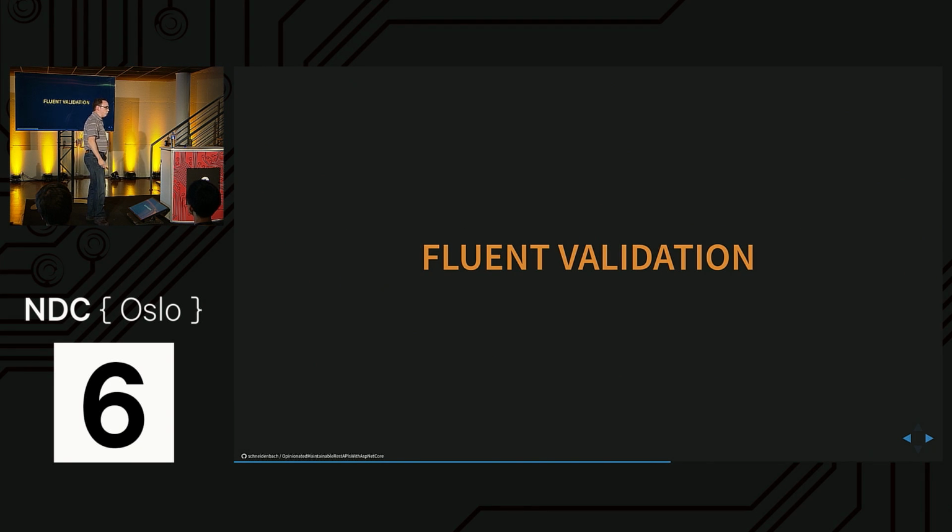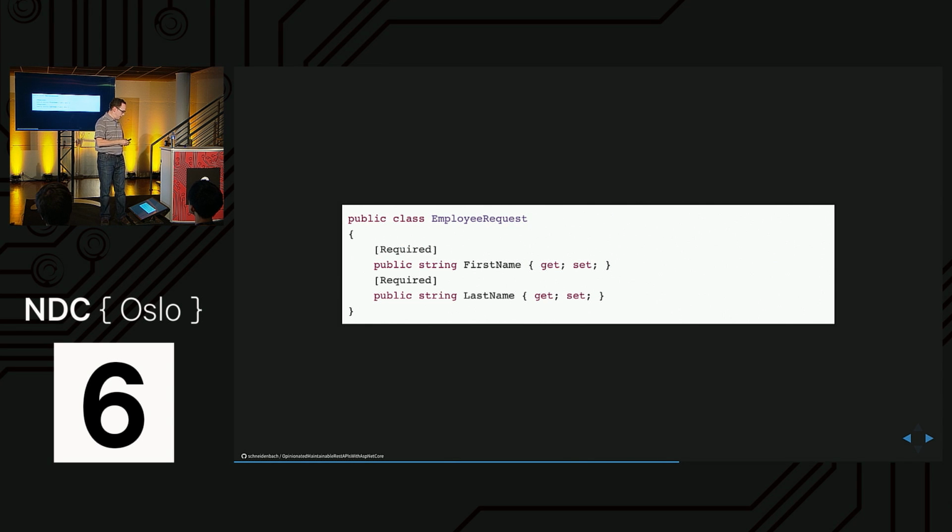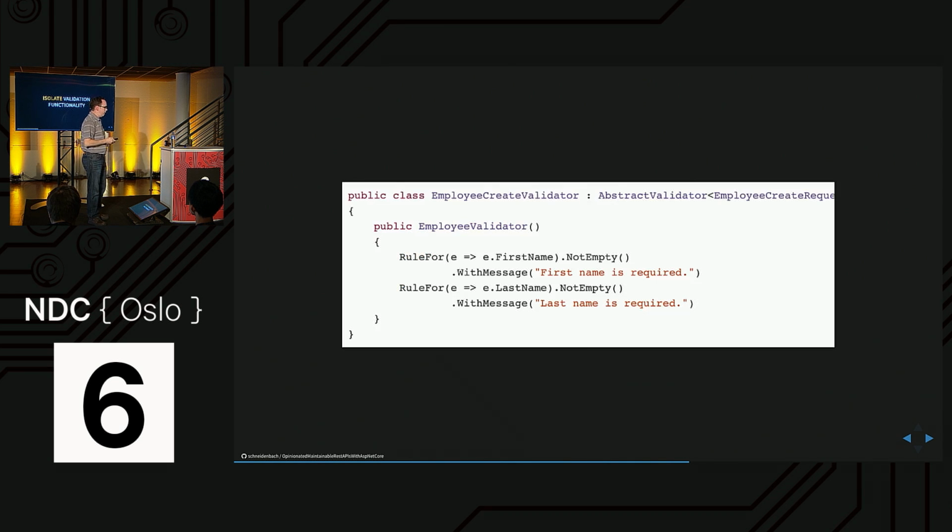So FluentValidation is a really awesome library, and essentially what you do is you define a single class. So let's take our employee request first. We'll boil it down to just the first and last name to keep it simple. A separate class becomes responsible for validating that this class is valid. So we want to isolate that validation functionality.